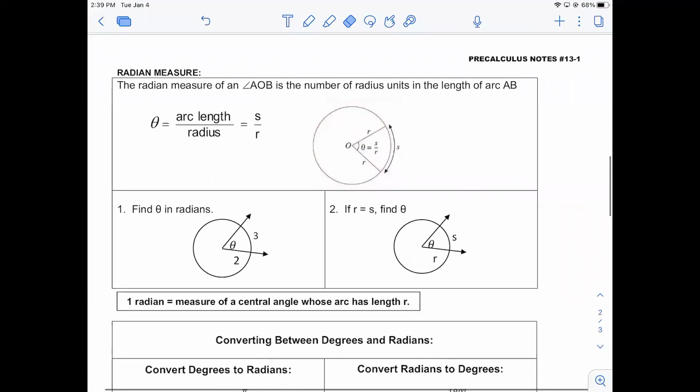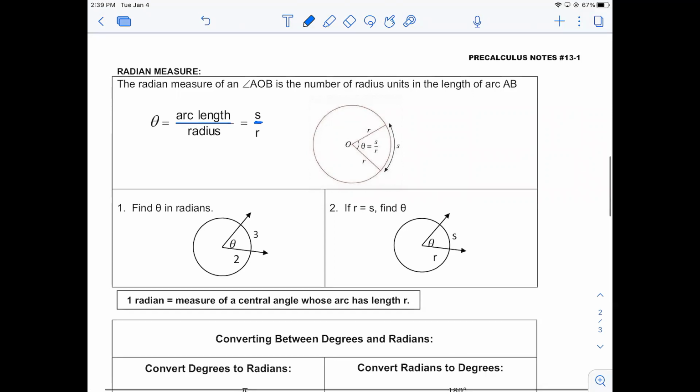And a radian measure of an angle AOB is the number of radius units in the length of the arc AB. Okay, sounds confusing, but we're going to follow this formula right here that says theta is equal to the arc length divided by the radius. Okay, arc length is going to be represented by this S right here, and radius, which is the R, which makes it pretty easy because it starts with the radius, which is R.